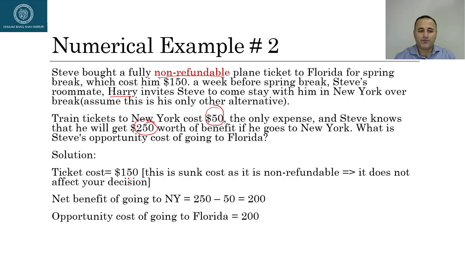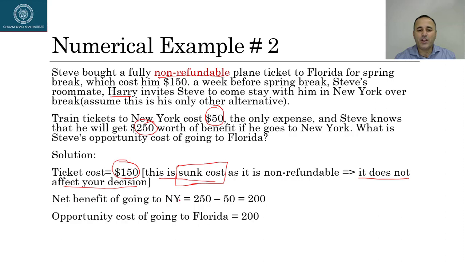Now this is tricky. This ticket cost is 150, but since this is non-refundable, we call it sunk cost. This money is gone. Sunk cost does not affect your decision. Okay? So, would it be wise on the part of Steve to go to Florida only because he bought a ticket? That ticket is non-refundable anyway. So it's a sunk cost, that's gone. Theoretically it should not affect your decision.